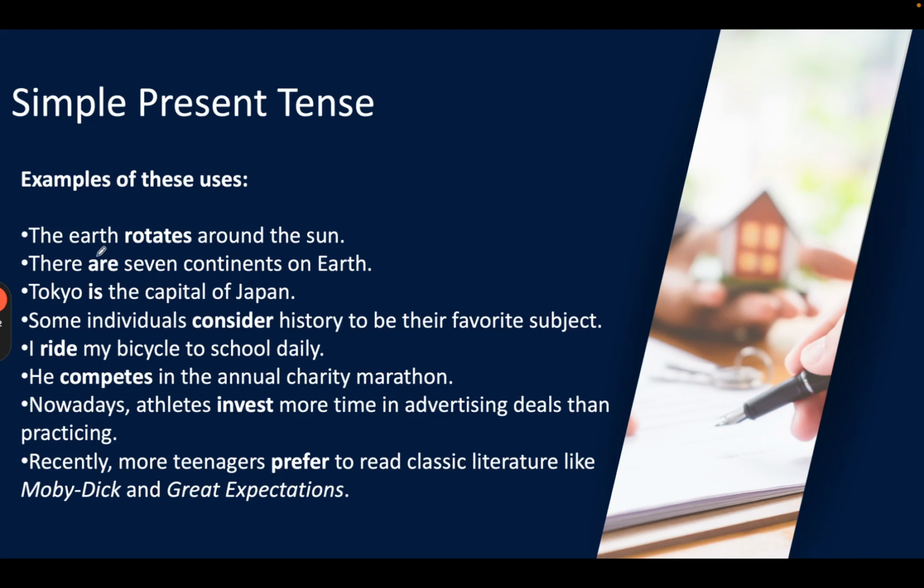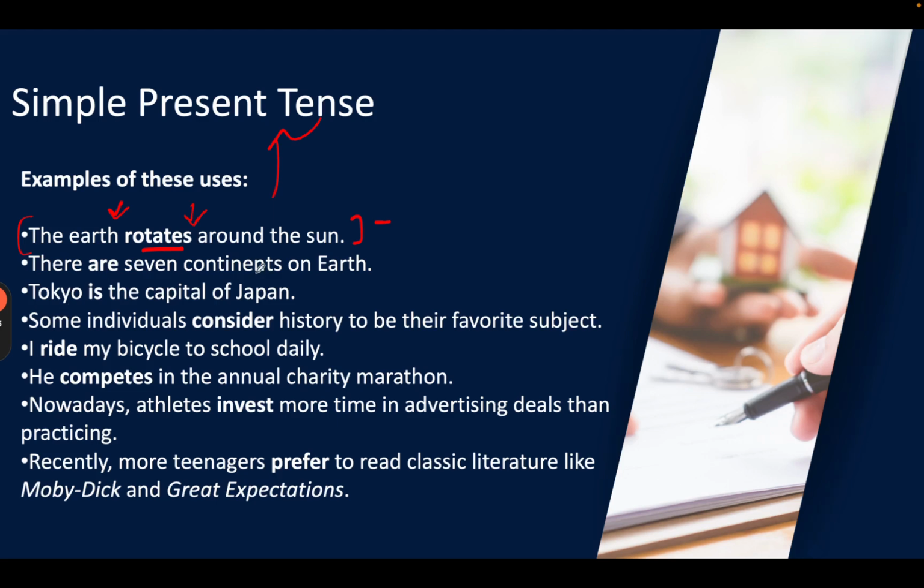Okay, so the first one, the earth rotates around the sun. Now, this is clearly a factual statement, right? It's never going to change. It's always going to be the same. So this is definitely going to be simple present tense. And how do I know what kind of verb I am using? I have used an S over here with rotate because it's a singular subject. So you basically add an S to the verb for singular subjects when it comes to simple present tense. This is a simple way of understanding how to create simple present tense.